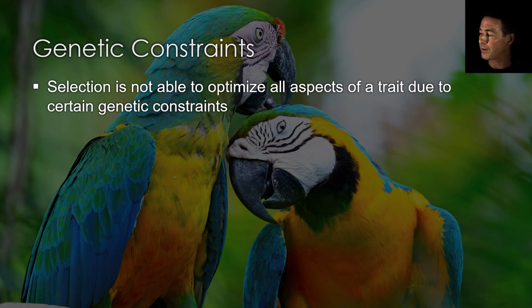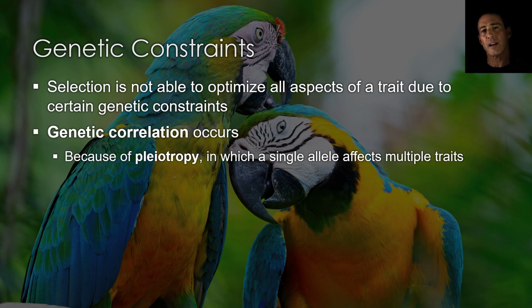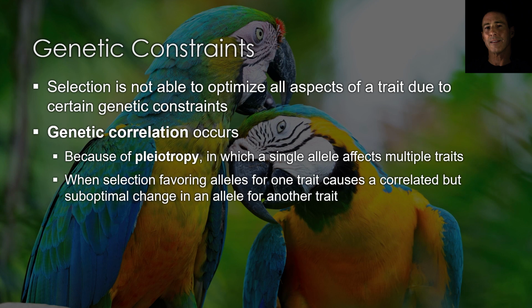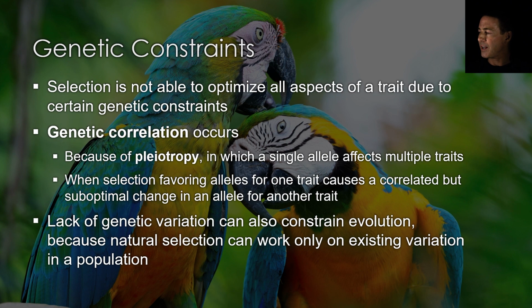The general point here is that selection was not able to optimize all aspects of a trait due to genetic correlation. Genetic correlations occur because of pleiotropy, in which a single allele affects multiple traits. In this case, selection on alleles for one trait, the increased beak depth, caused a correlated, though suboptimal, increase in another trait, the beak width. Genetic correlations are not the only genetic constraint on adaptation. Lack of genetic variation is also important.